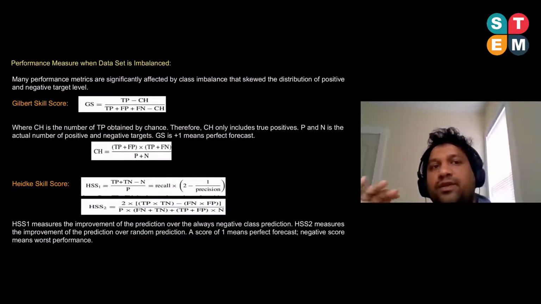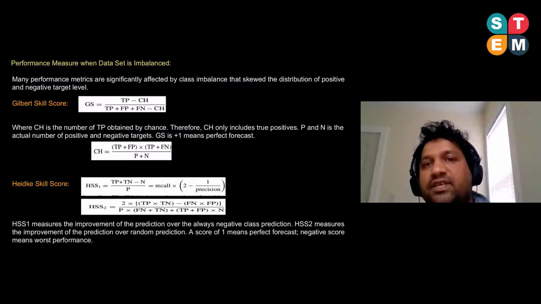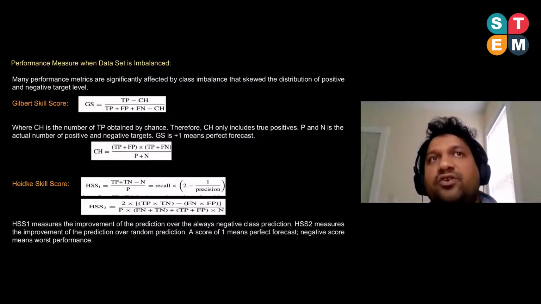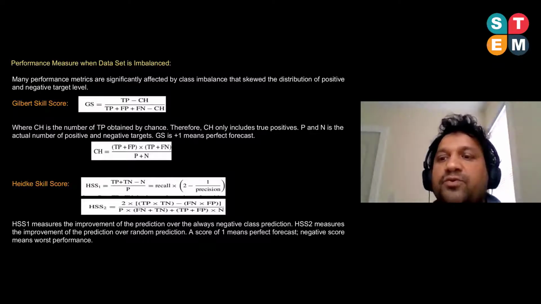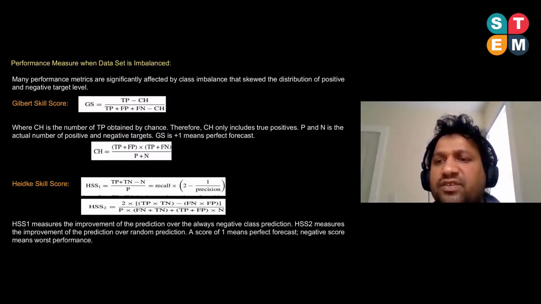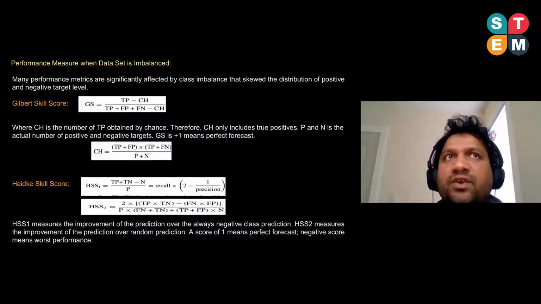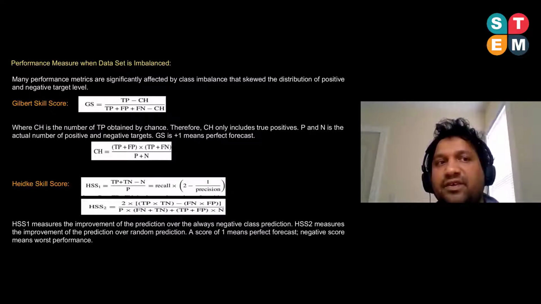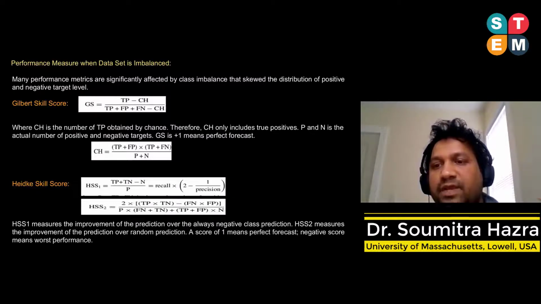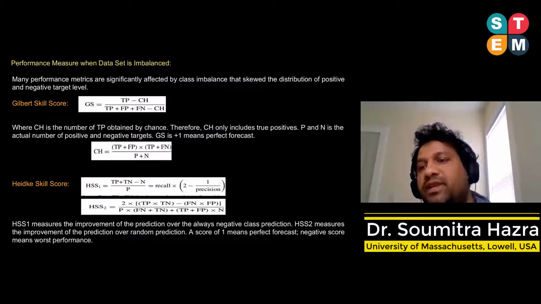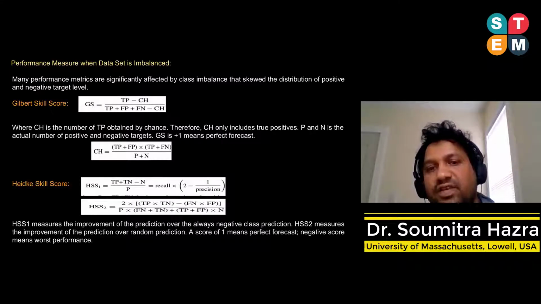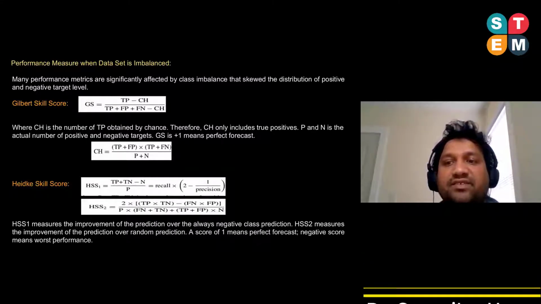So now the problem is that in most cases the dataset is imbalanced. That means there are lots of active regions, only a few are flaring. Like there are 10,000 data points, but only 50 or 100 are flaring. Or let's say we want to predict on a cancer dataset, meaning few people have cancer, whereas most of the people have non-cancer. So the dataset is highly imbalanced.